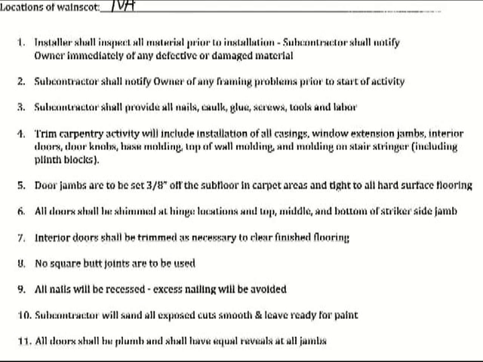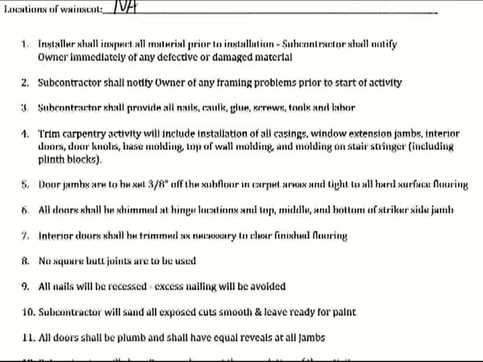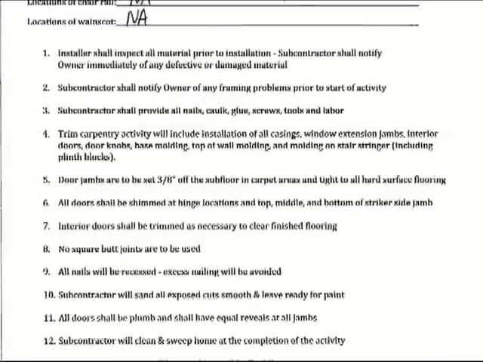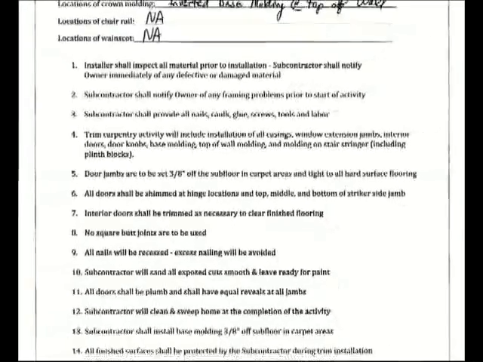Okay, items 5 through 11 on the scope of work and specifications are basically quality requirements. We're telling the trim carpenter we want the door jambs to be set up off the floor 3/8 of an inch. You know, we don't want any butt joints in the trim. We want all the nails to be recessed. So basically these are quality initiatives that we're spelling out so he'll know what we expect.